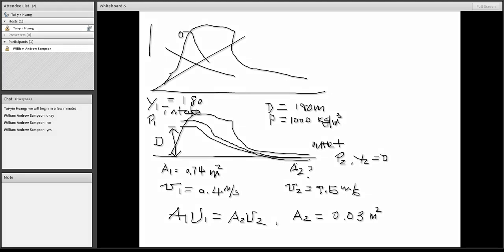Just give me a second, I want to erase this. I'm not sure how to erase this.